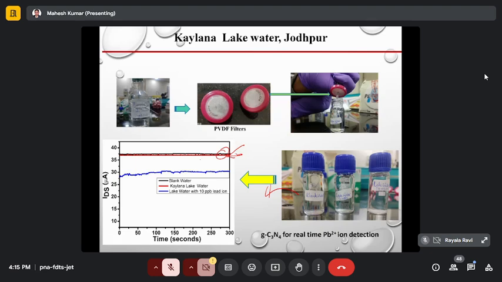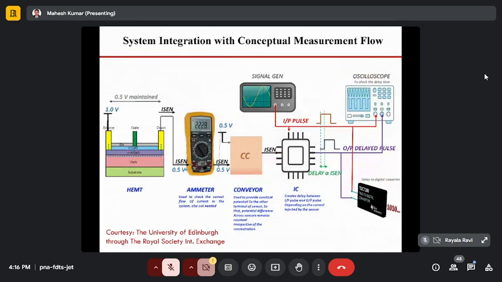But in the lake water, when we are adding around 10 ppb, here we can clearly see the change in the current. So we can say that whatever this lake is there in Jodhpur, at least that water is not contaminated with lead ions, and we can detect these easily by using these sensors.